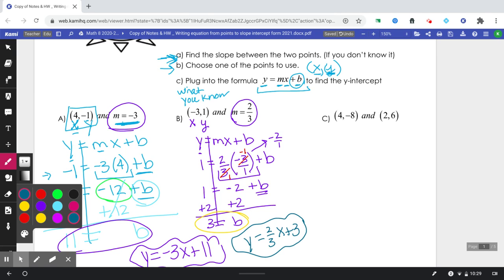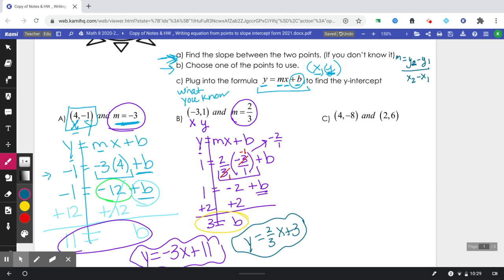All right, so we actually have to do step A in this problem. So it says find the slope between the 2 points. I don't know the slope because I only have 2 points. So remember how to find the slope between 2 points. You use your formula. M equals y2 minus y1 over x2 minus x1. Okay, you may want to jot that down at the top of your paper so you have it for your homework.